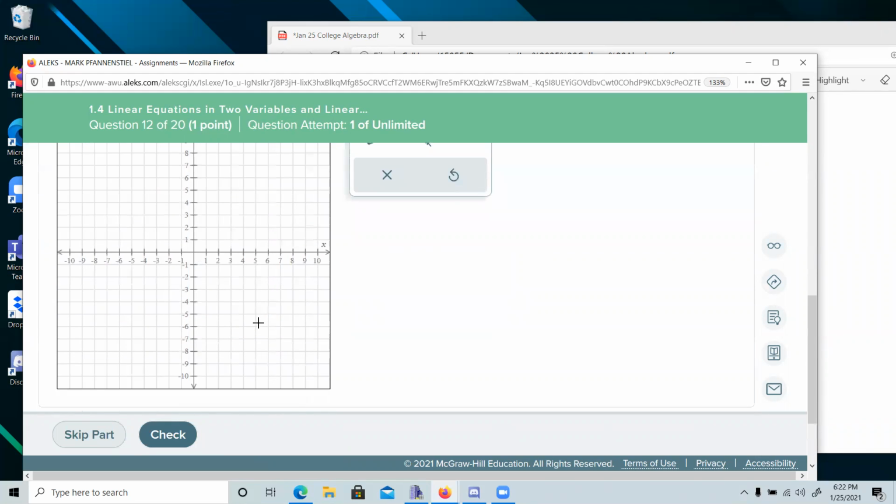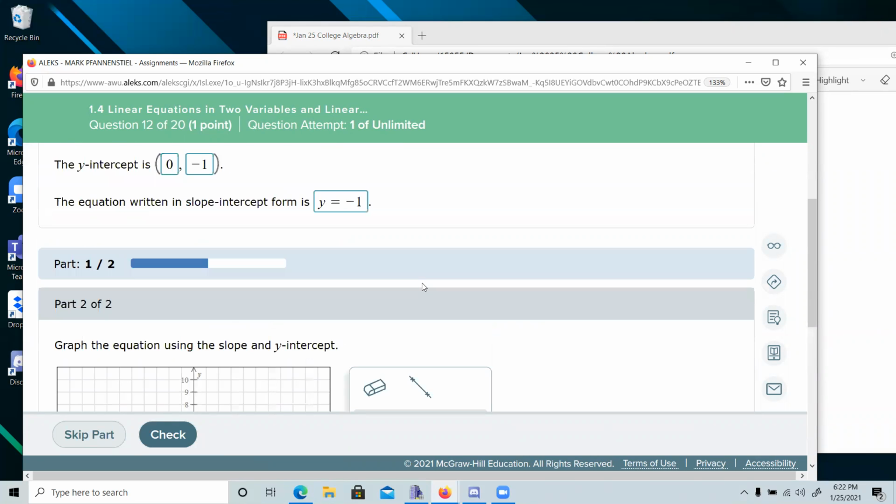Right, hooray. And then they want us to graph it. Okay. We just have to go down to the point y equals -1. Well, you want 2 points. And just pick any 2 points, right? Doesn't matter what x is. Y is always -1. Okay.